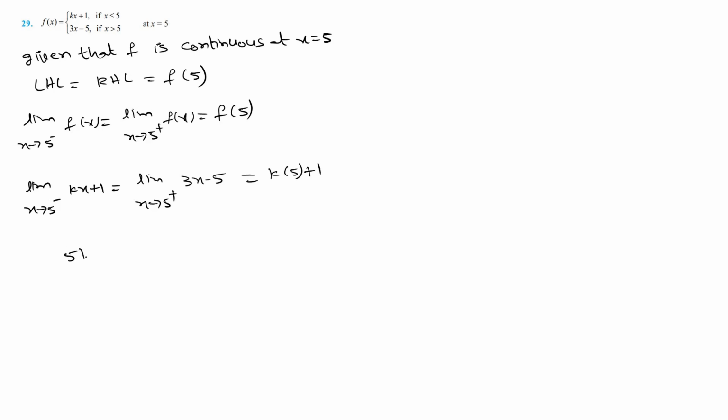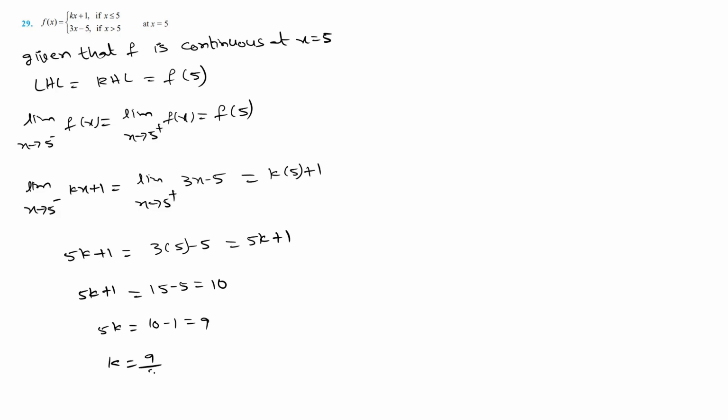If you substitute here, 5k plus 1 is equal to 3 into 5 minus 5, is equal to 5k plus 1. So take any two: 5k plus 1 is equal to 3 into 5 is 15 minus 5, which is equal to 10. So 5k is equal to 10 minus 1, which is equal to 9. So k is equal to 9 by 5 is the answer.